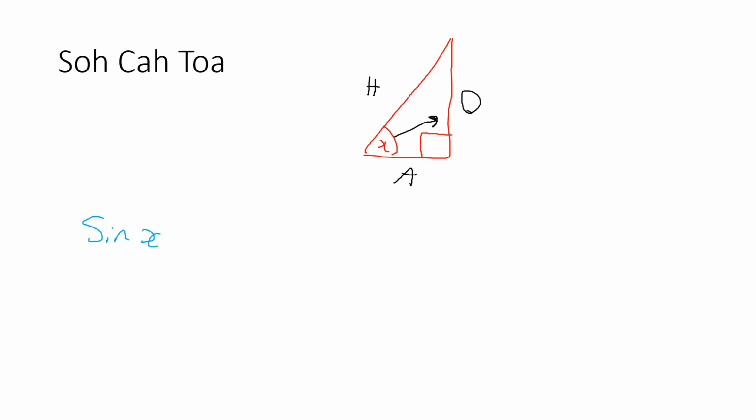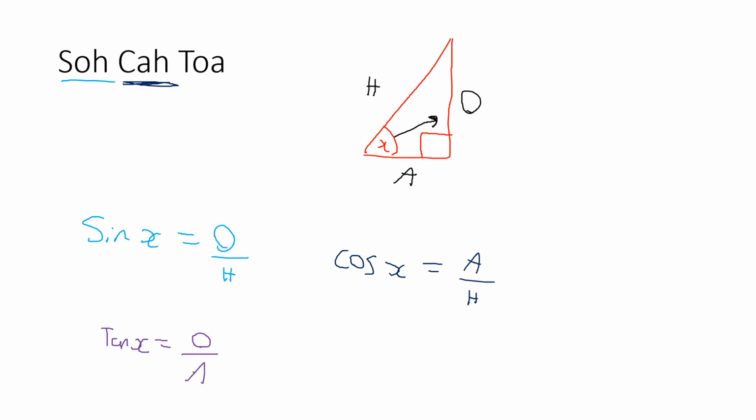Sine of x is just going to be equal to opposite over hypotenuse, SoH. Cosine of x is just going to be the adjacent over the hypotenuse, Cah. And finally, the tangent of x is going to be the opposite over the adjacent, Toa. So let's look at some examples.